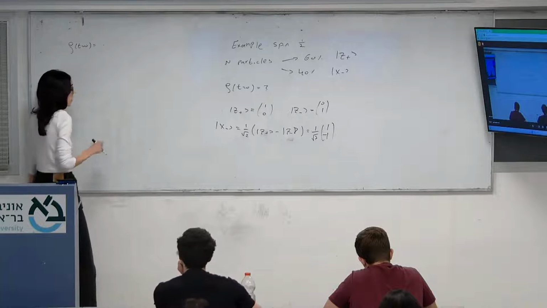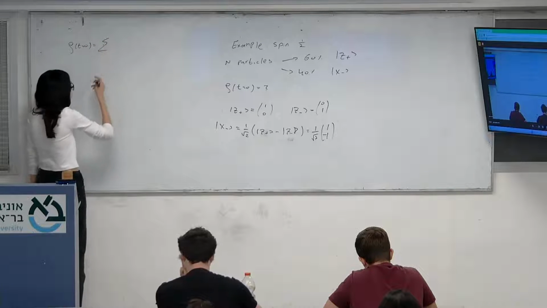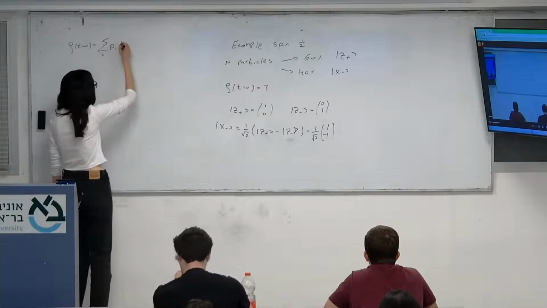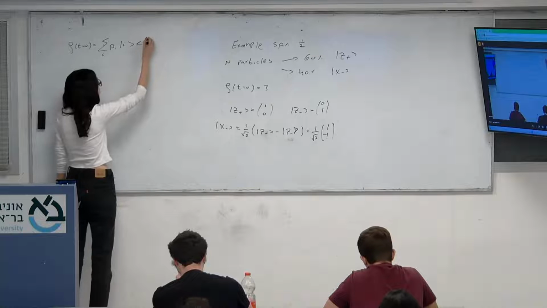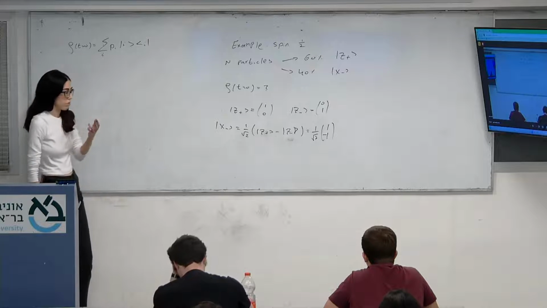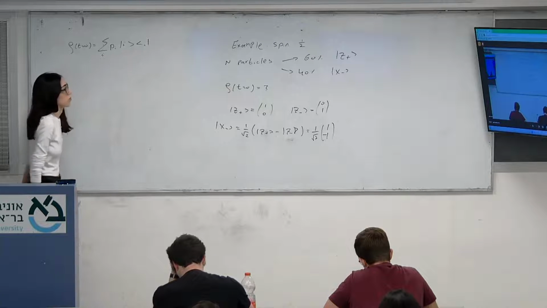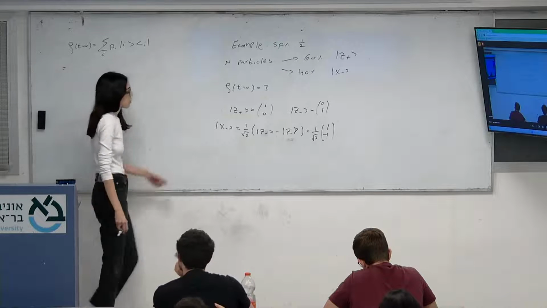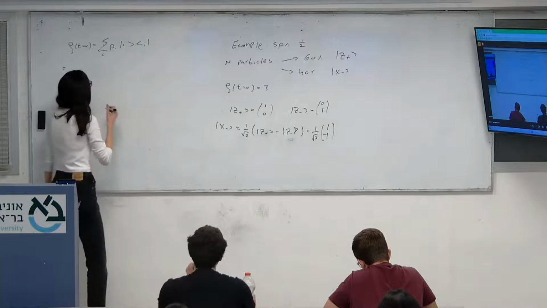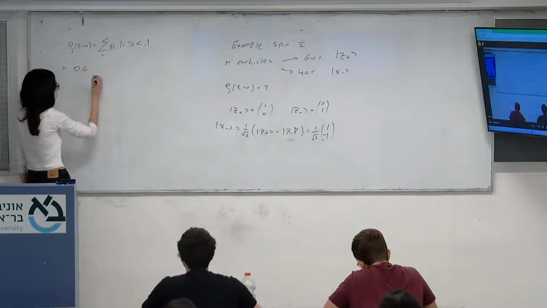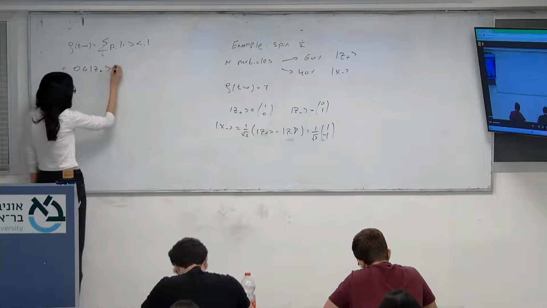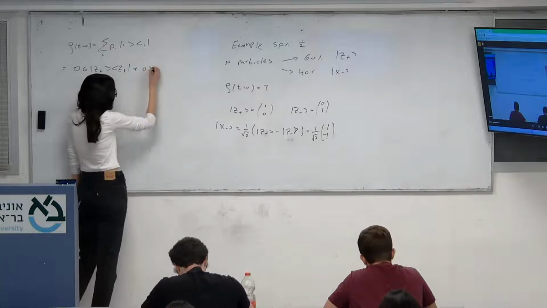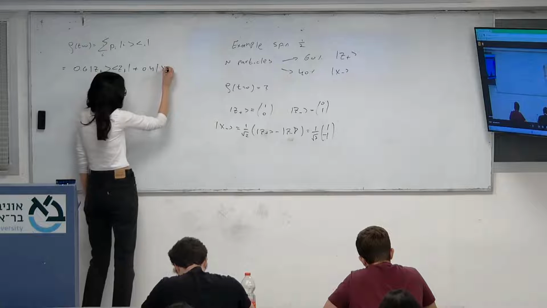So the density matrix is defined as the summation of p_i over the states. We only have 2 states, so we're going to have a summation over 2 states. So we have 0.6 for Z plus, and 0.4 for X minus.